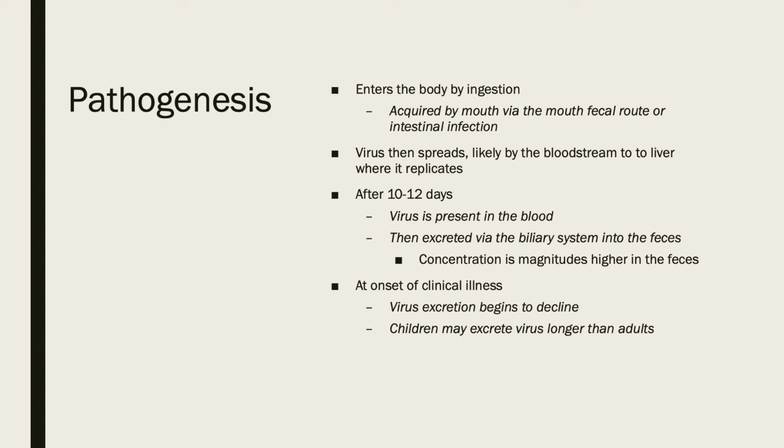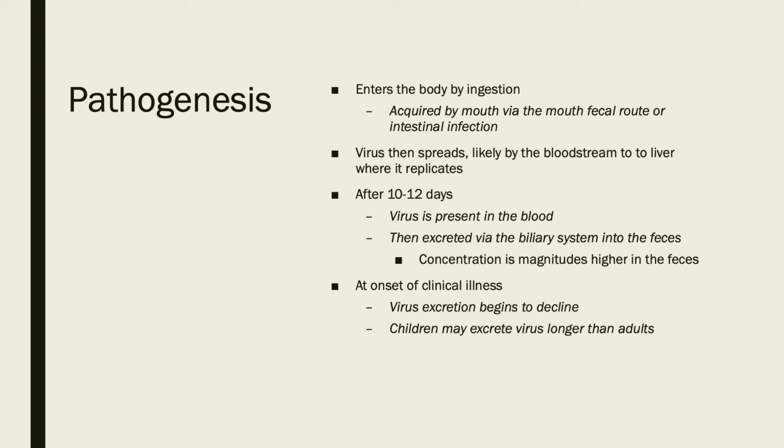Pathogenesis. For the pathogenesis, the virus enters the body by ingestion. It's acquired by the mouth via the fecal-oral route, mainly, or intestinal infection. The virus then spreads, likely by the bloodstream, to the liver where it replicates. That's why a lot of the discussion around hepatitis A virus is about the health of the liver, existing conditions that exist with the liver, mainly because all of the replication occurs in the liver.